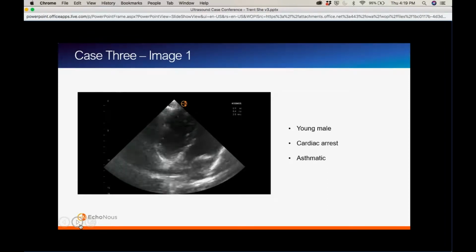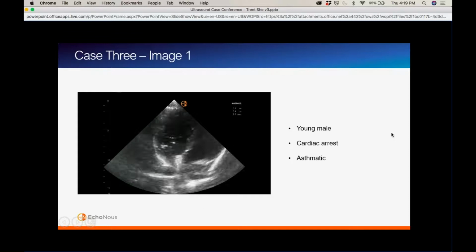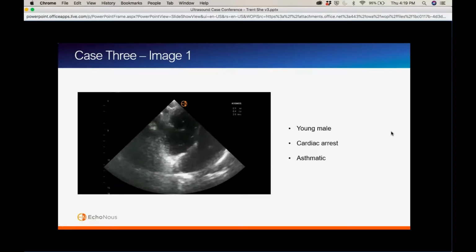Anyway, this case. So this patient is another young male that comes in. He's coming in in active cardiac arrest. CPR is happening. The patient's intubated, and all we get from EMS is that the patient has a history of asthma. We have no other history. I would say he looks like he's in his 30s or 40s.